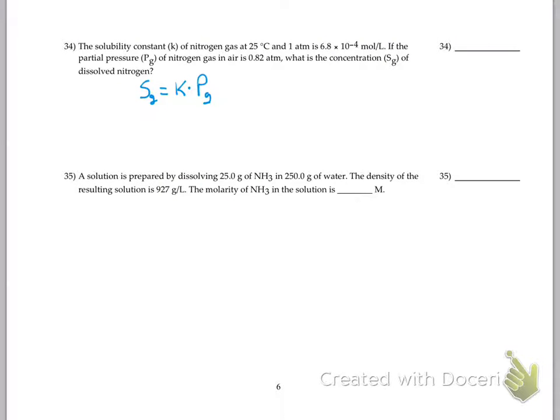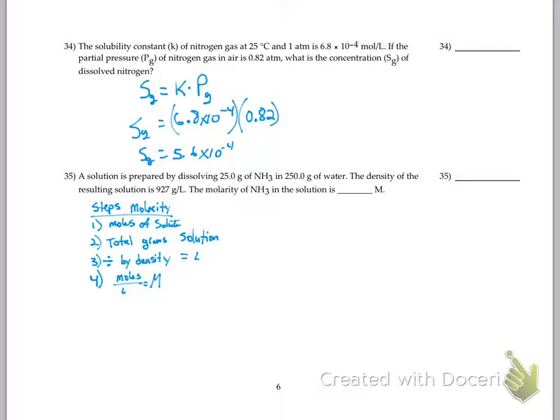For the next question, we are going to use the solubility of a gas, which is equal to the constant of the solubility times the partial pressure of that gas. We can multiply the two together to calculate the solubility of that gas. 5.6 times 10 to the negative fourth.